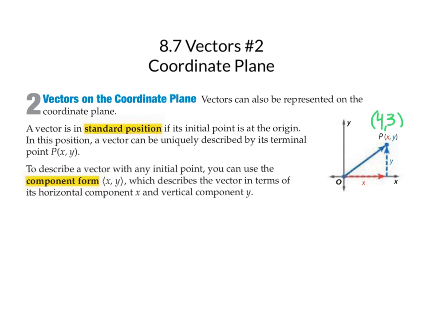You could describe the length of the vector. In order to do that though, you would either need to know where the vector starts and stops, so you would need to know both points. Or if you know that it starts at the origin, then you just would need to know the ending point, because if it starts at the origin, the beginning point is going to be 0, 0.